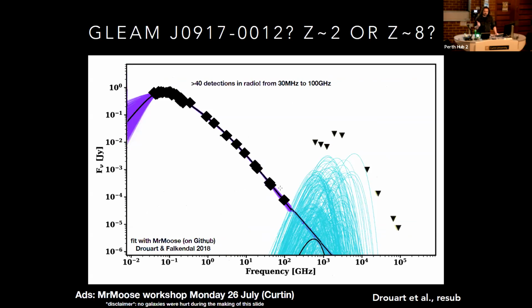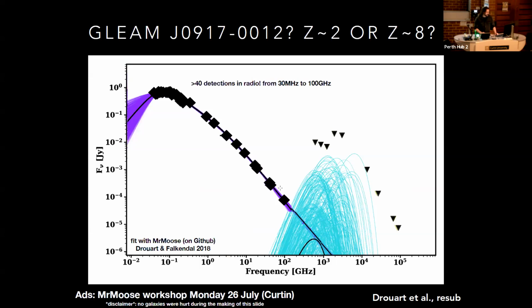This is the radio SED of that source. And there are more than 40 points in the radio SED. I think you will find it hard to find a radio source in the sky that has that much coverage. That's nearly three decades in frequency. So it's well detected in radio, there is no problem with that. Again, from LOFAR to ALMA basically. And there are a lot of upper limits. All the triangles are upper limits.